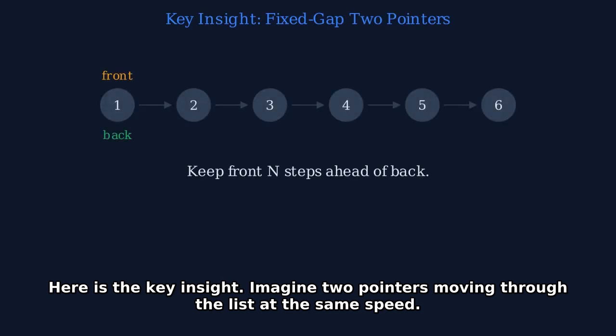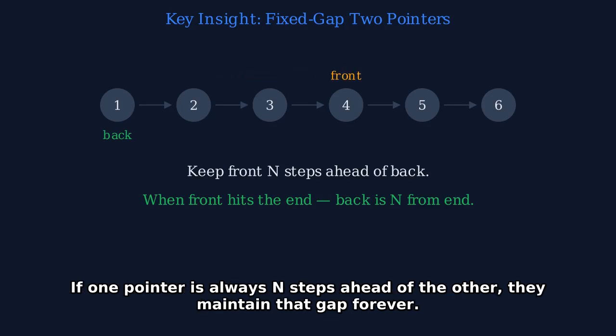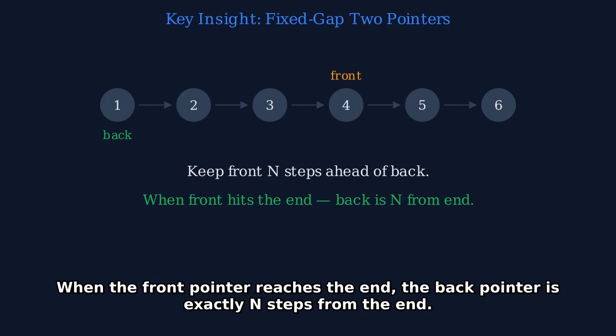Imagine 2 pointers moving through the list at the same speed. If one pointer is always n steps ahead of the other, they maintain that gap forever. When the front pointer reaches the end, the back pointer is exactly n steps from the end.